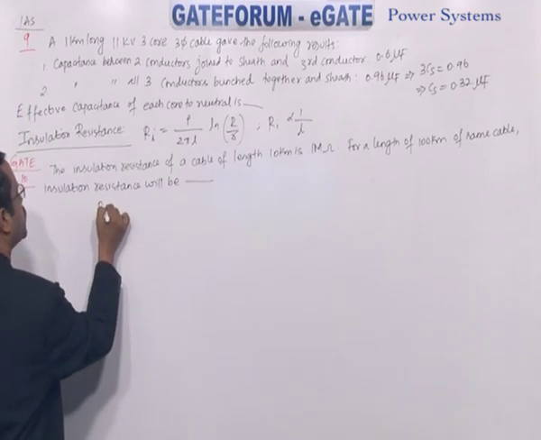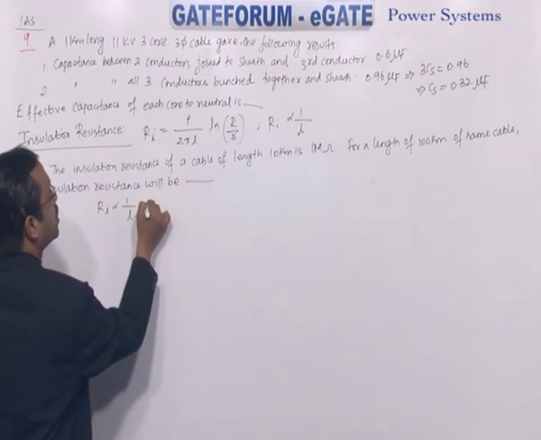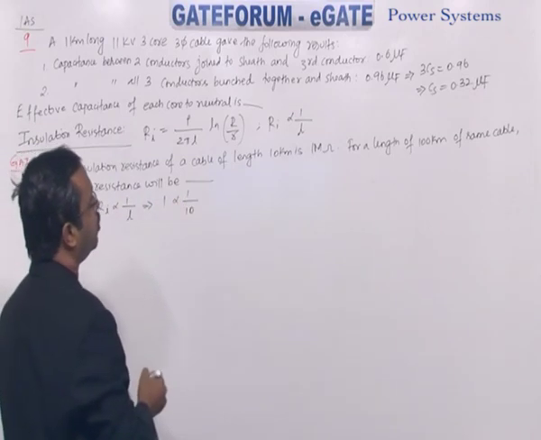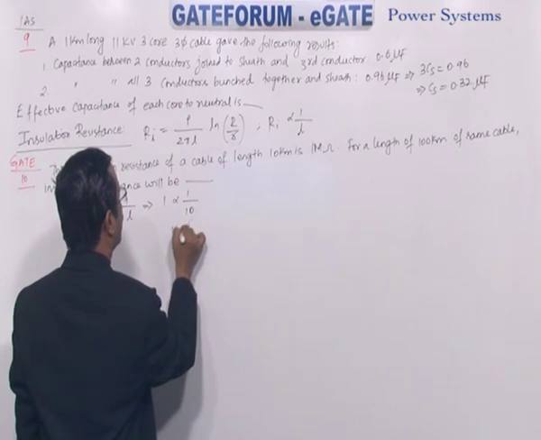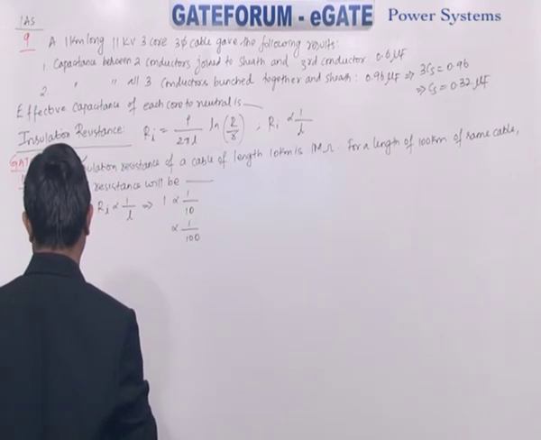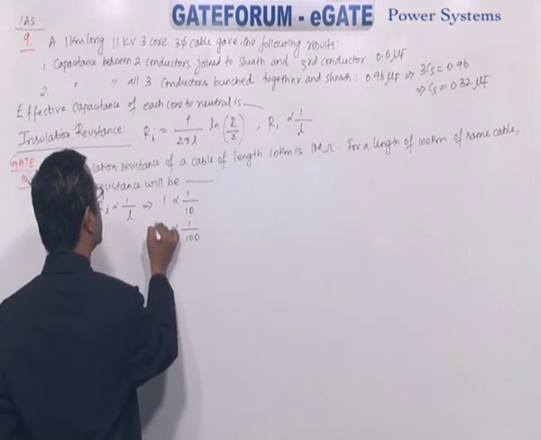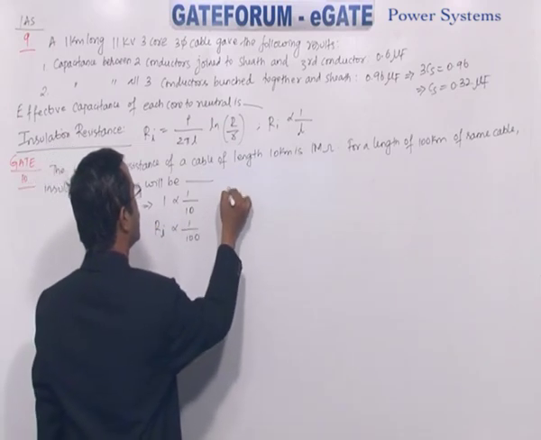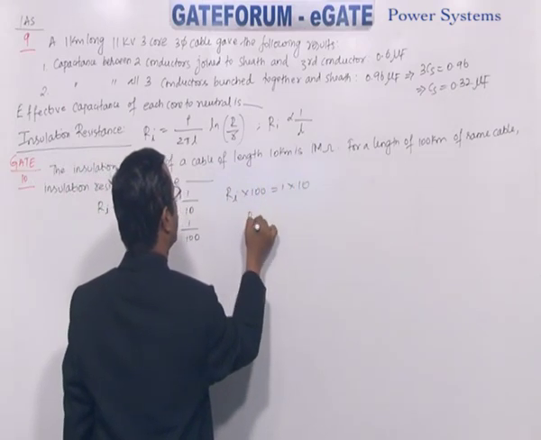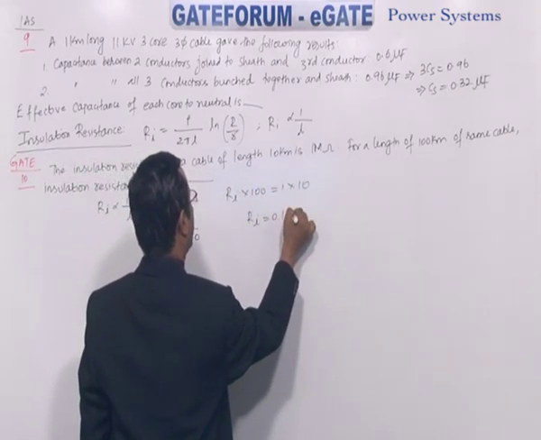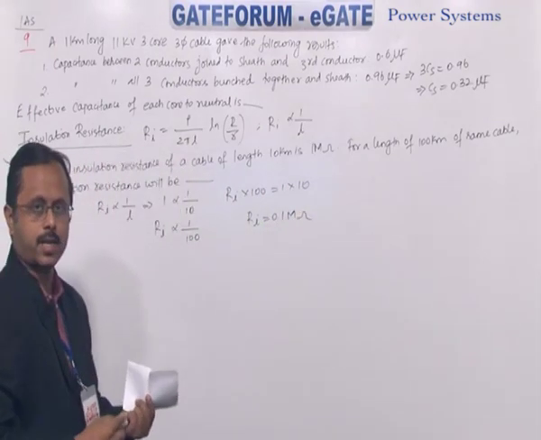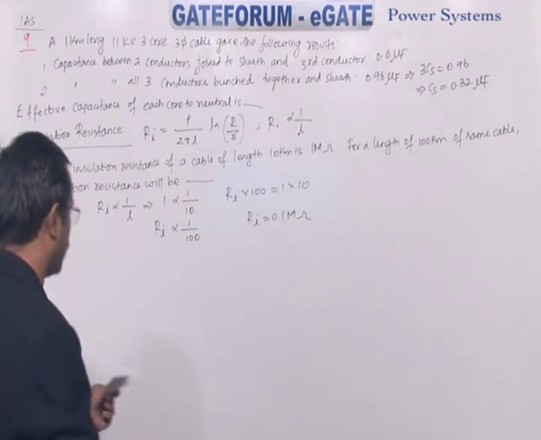What formula do you write? It is inversely proportional to length. For 10 kilometers, it is 1 mega ohm. For 100 kilometers of cable length, we have to calculate the insulation resistance. So Ri into 100 equals 1 into 10. How much is Ri? 0.1 mega ohms. The value of Ri you get is 0.1 mega ohms.